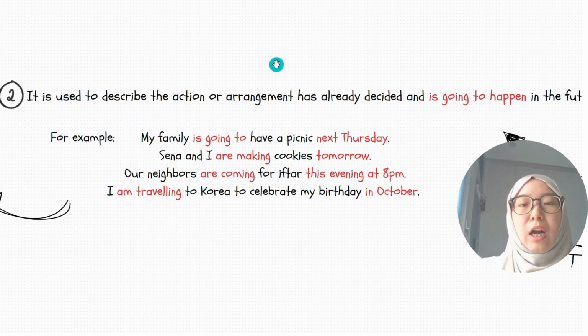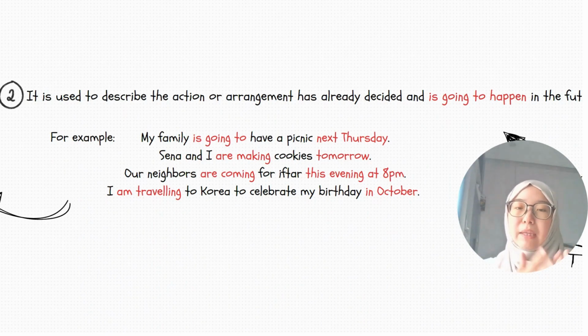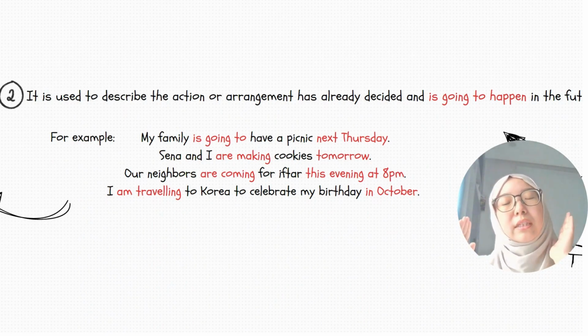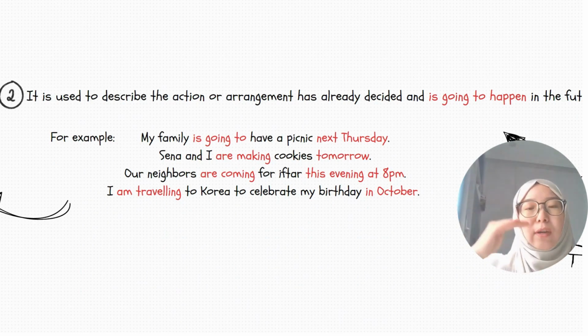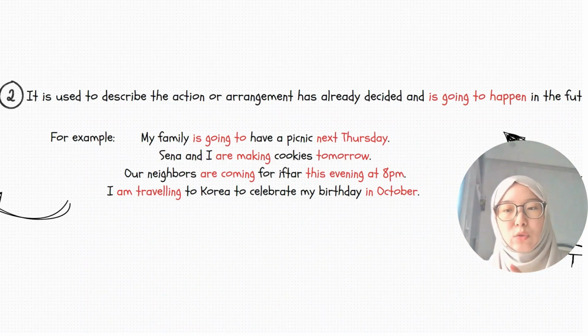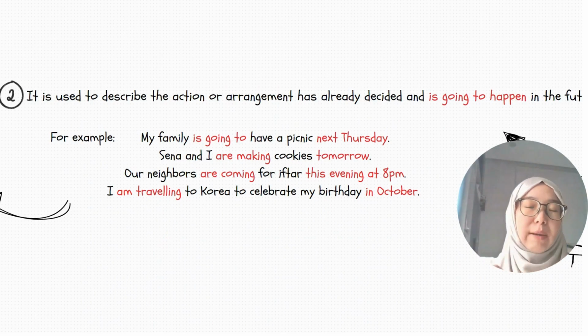Our neighbors are coming for iftar this evening at 8 a.m., which means our neighbors already made this plan and definitely are going to come to our house at 8 a.m. 8 p.m. Sorry. So from these three sentences, we can see we can use present continuous tense to describe the things that are going to happen in the future, right?